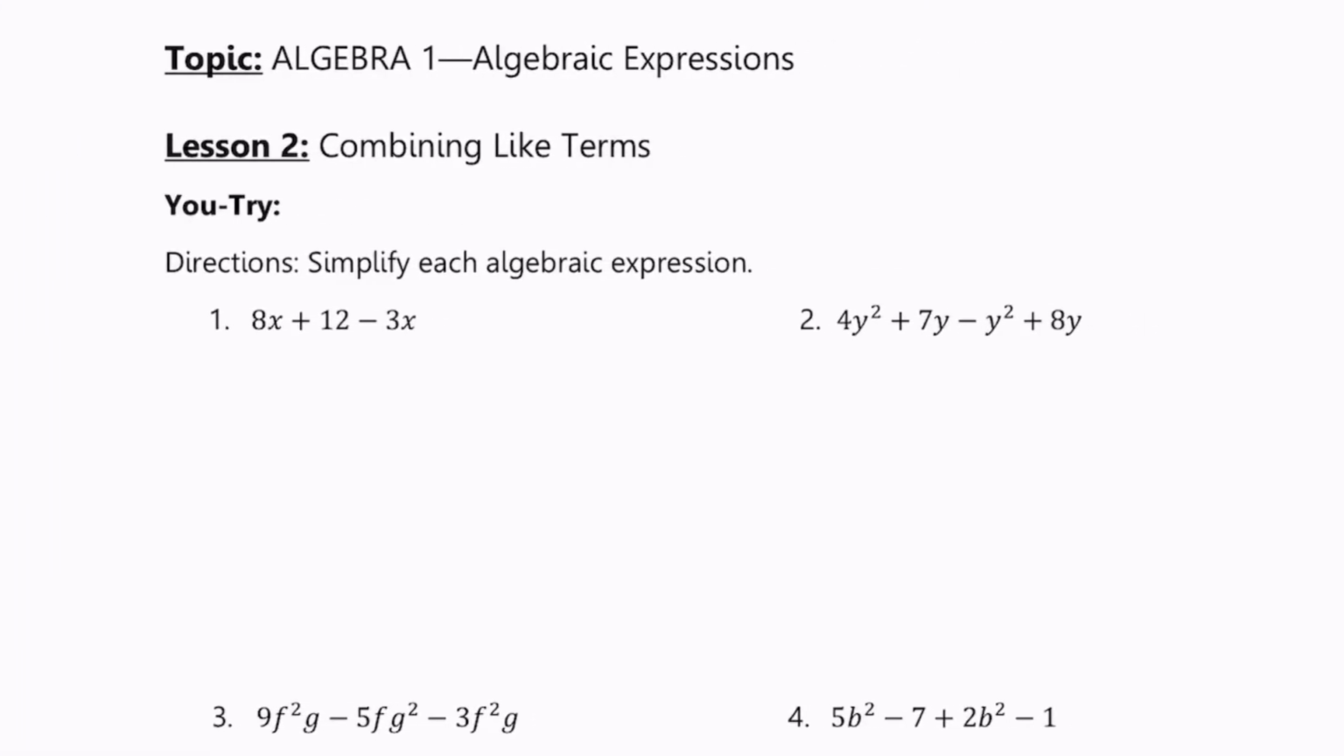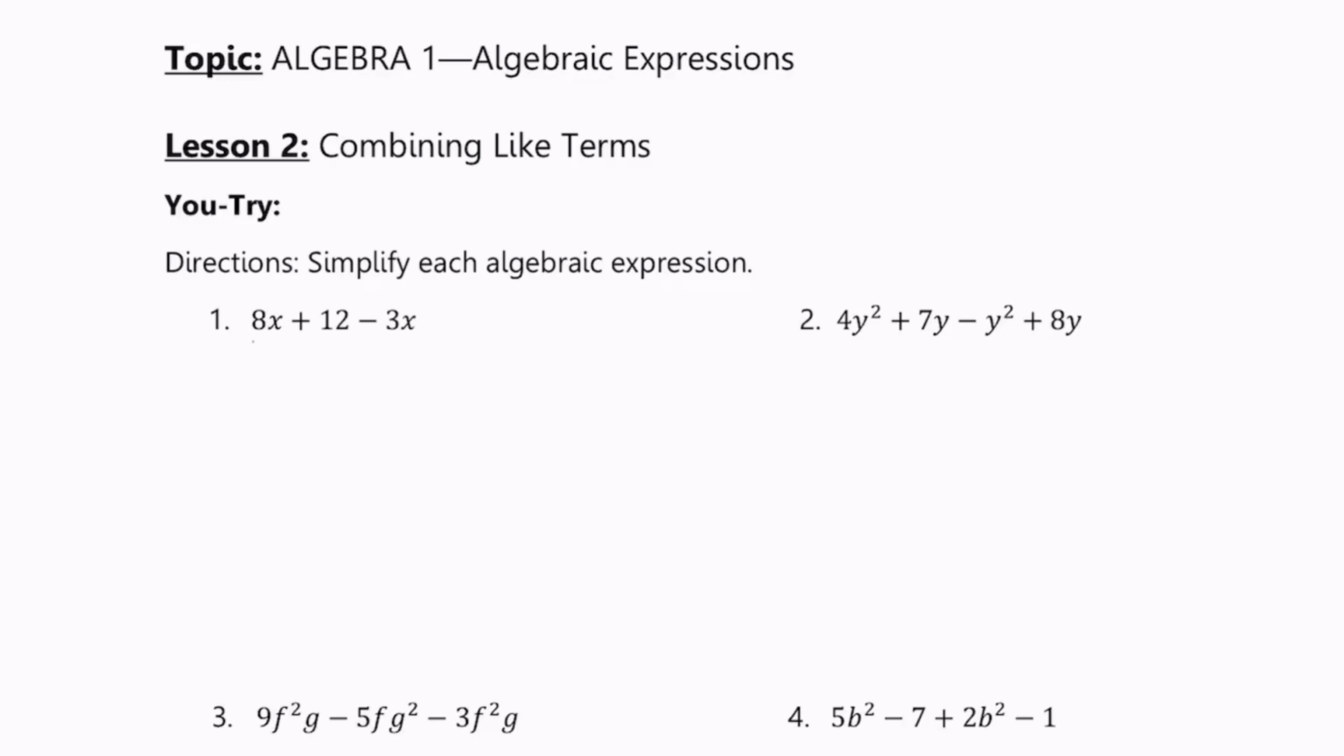So as a little recap, combining like terms, we are adding or subtracting, and we need to recognize like terms, things that have the same variable and the same exponent on each variable. So I always like to underline or identify our like terms in some way.